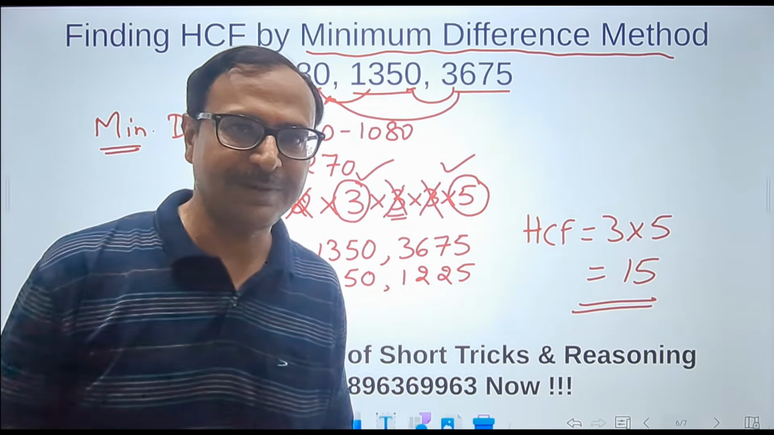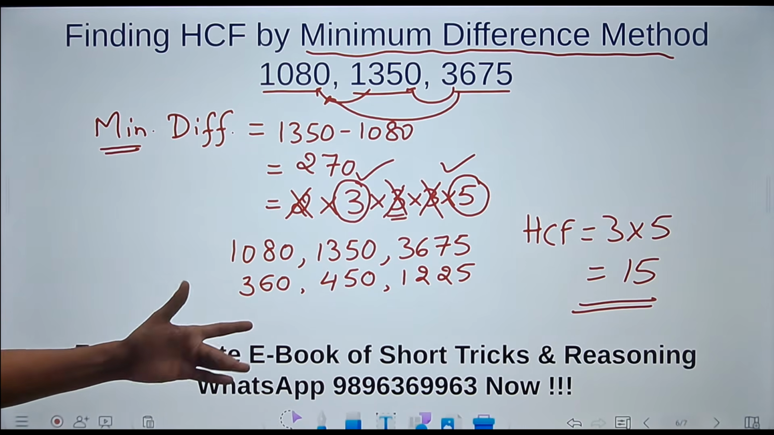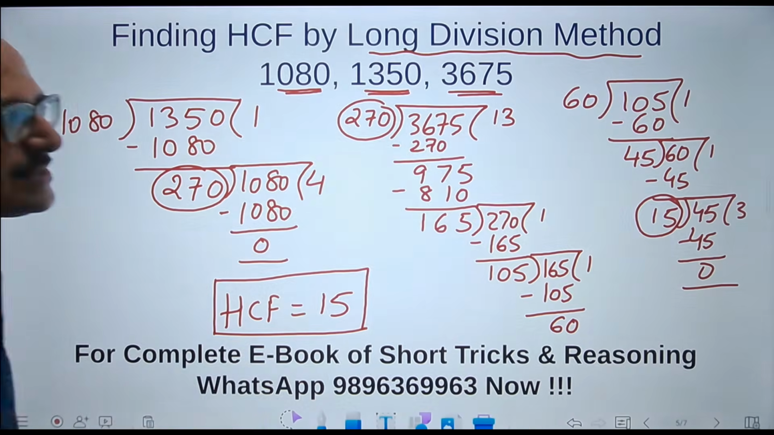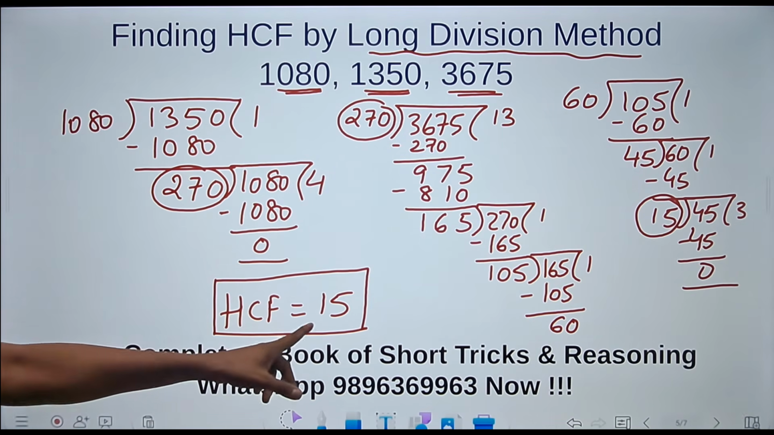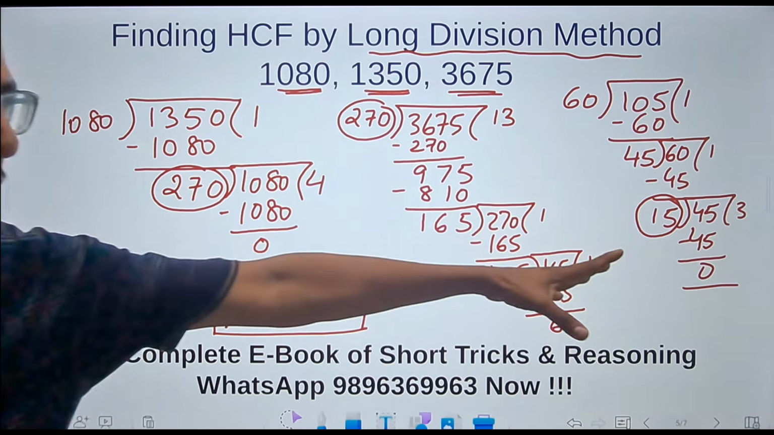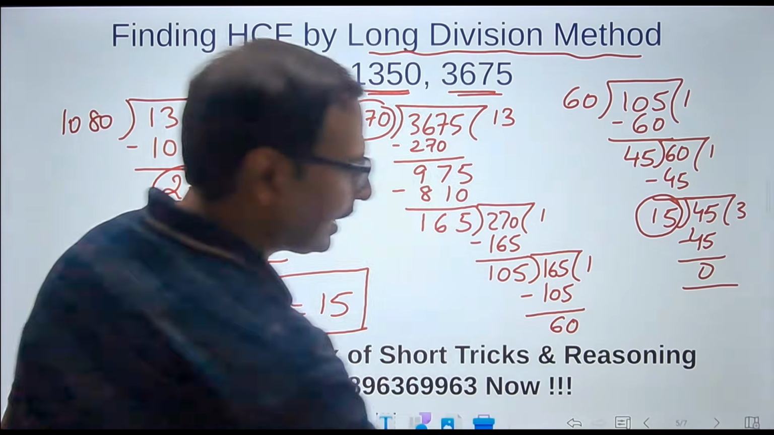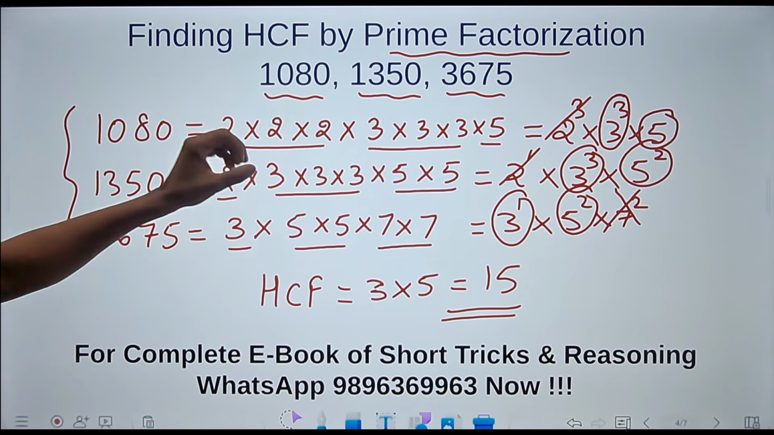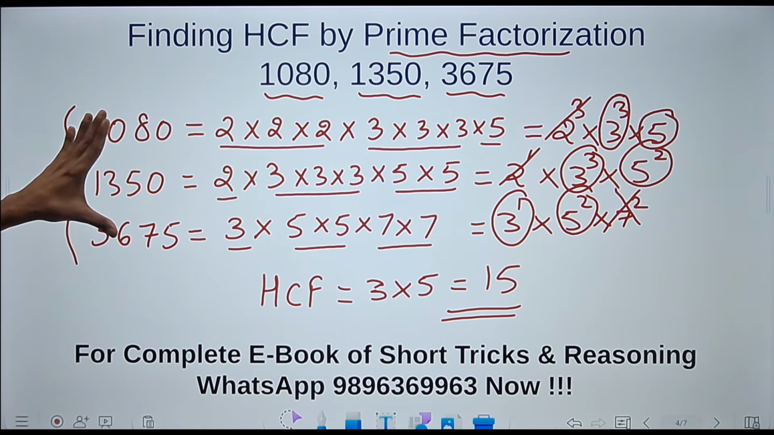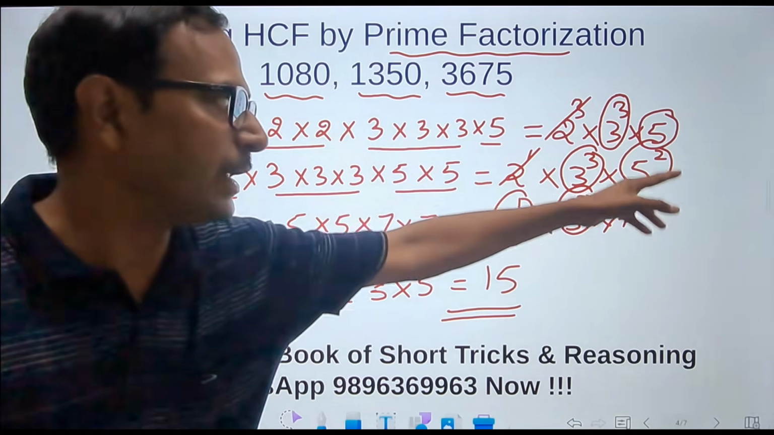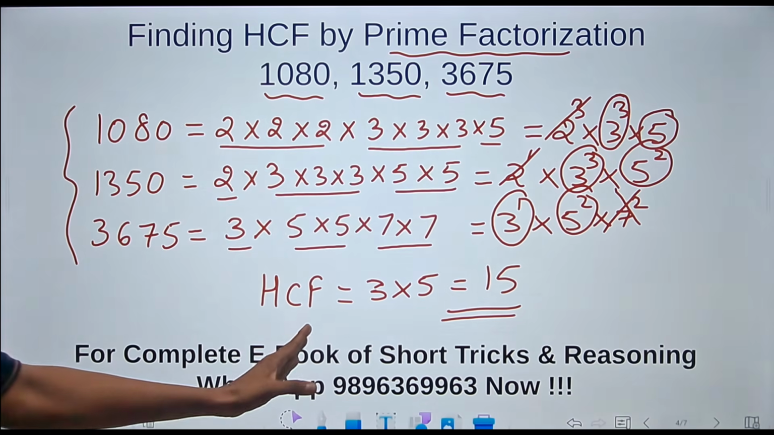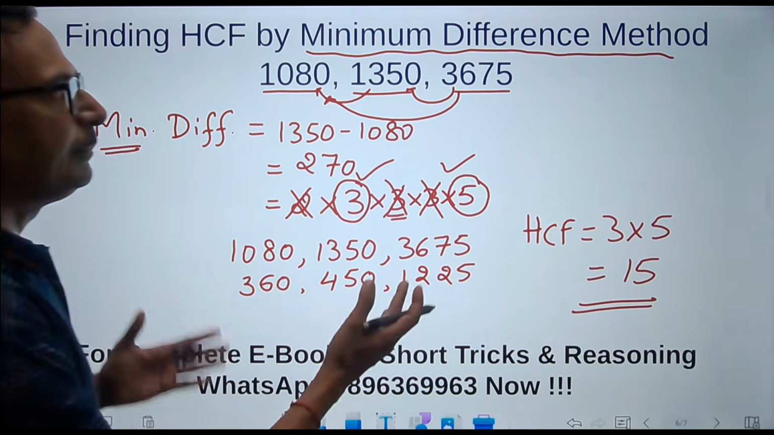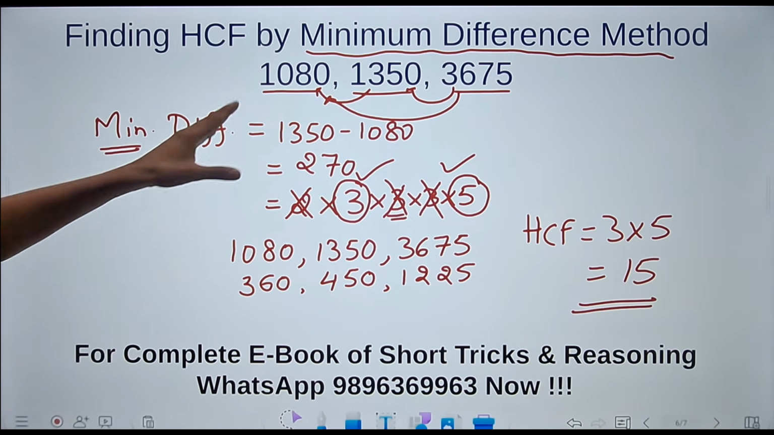Now this is how it works, and you can see the amount of work we have done here as compared to the amount of work we did here. Look at this long division method. We got the answer all right, but the number of division steps was huge, and that is why the time consumption was too much. Likewise, with prime factorization, since I have written all the factors here directly, it looks easy, but making all these factors itself is a terrible, time consuming job, and then putting them in exponential form and finding the common factors will take too much time. And therefore this minimum difference method works the best in the case of 4-digit numbers.